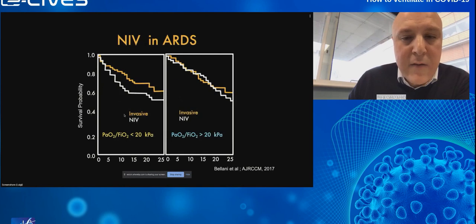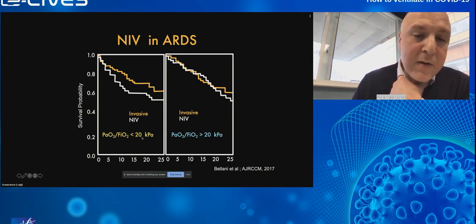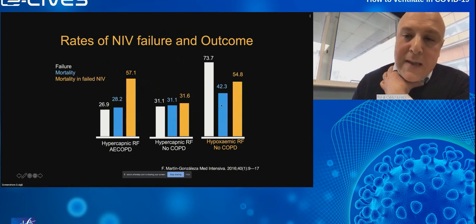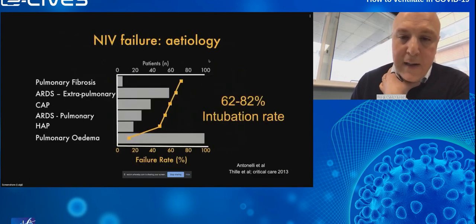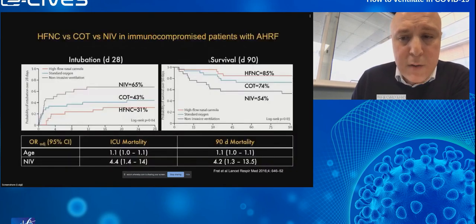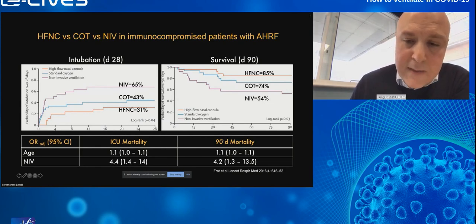The other thing to consider is the failure rate. This is from the LUNG SAFE data for non-invasive ventilation in ARDS patients. You can see that the survival probability of patients with moderate to severe respiratory failure is certainly lower in patients who received non-invasive ventilation. On the right-hand side, you can see the mortality in blue, and the mortality if NIV failed in yellow. And clearly the failure rate is quite elevated in hypoxemic respiratory failure. This is all data from Massimo Antonelli, and you can see the intubation rate can be quite substantial. Even when compared to conventional oxygen therapy, NIV is associated with greater intubation rate and lower survival, and NIV is an independent factor related to ICU mortality and 90-day mortality.